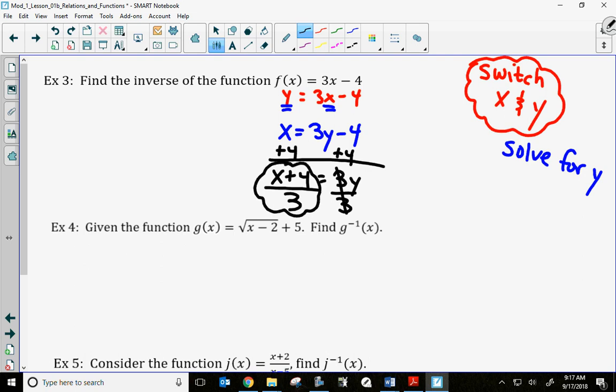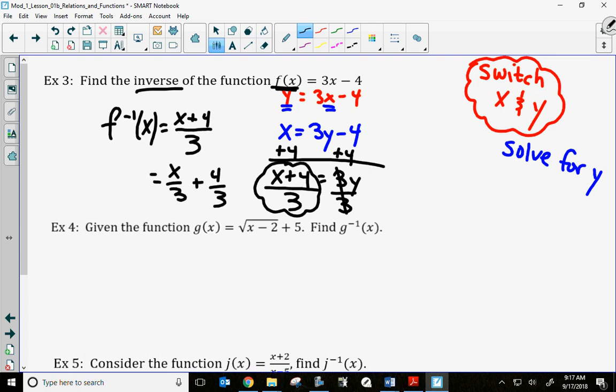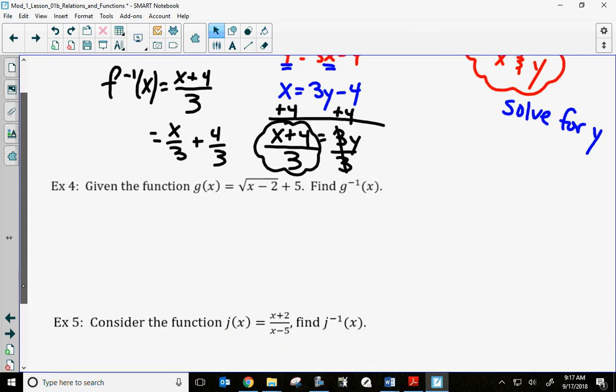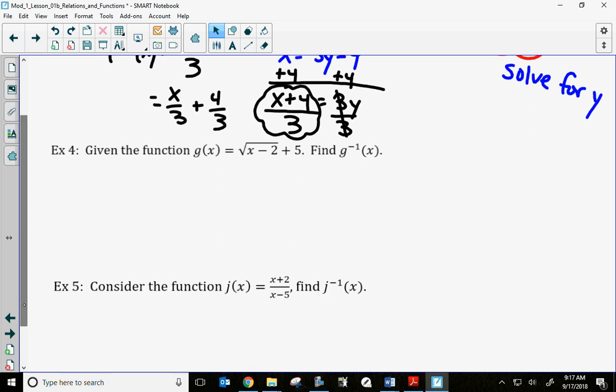But I'm not going to leave it y equals. They wanted the inverse, don't they? And how do we write the inverse? f negative 1 of x equals x plus 4 over 3. Now, you might say, well, mister, shouldn't I break that up? Shouldn't I say x over 3 plus 4 over 3? Sure, go ahead. It's the same thing. That's fine. All right? So if you want to do 4 and 5 on your own and see if you can do them, pause this because I'm about to do them now myself.